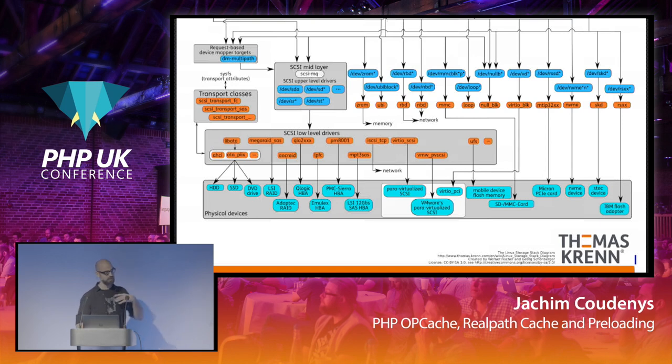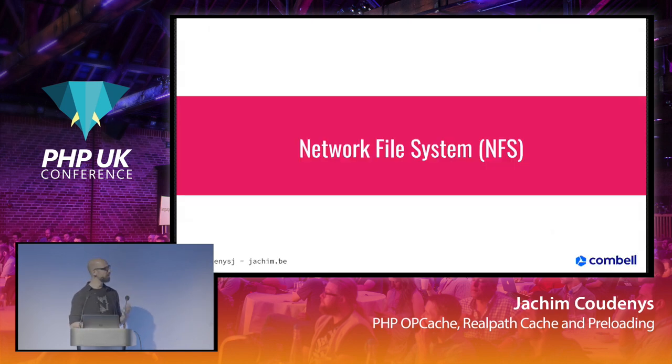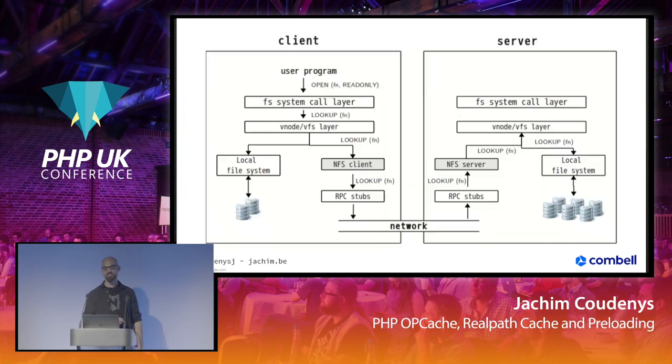But in our setup, we use NFS, so the network file system. We have all the advantages of using the NFS, but we have a new set of problems, because instead of going from our user program to the file system through the VFS, we have to go through the network and then look at the file system at the NFS server, and then there take all the file information.